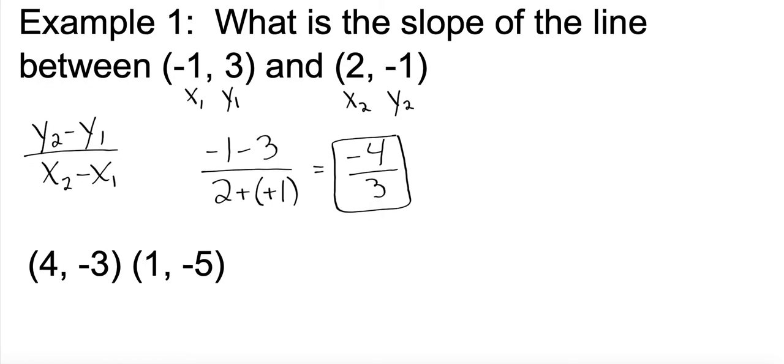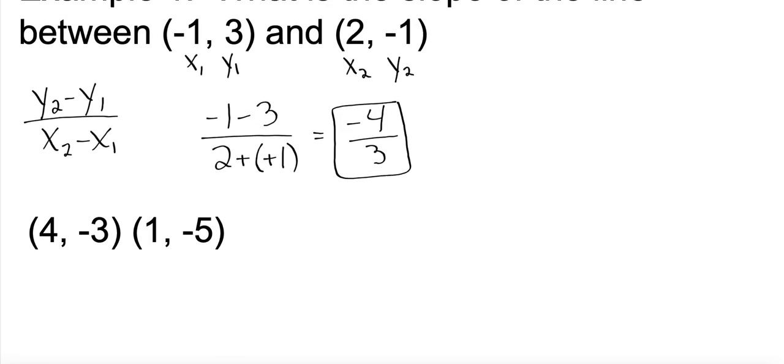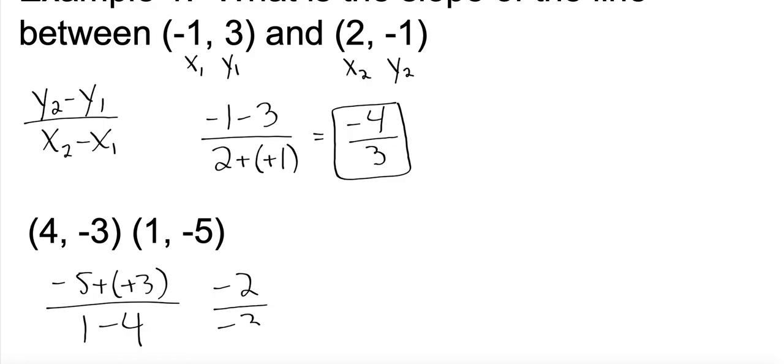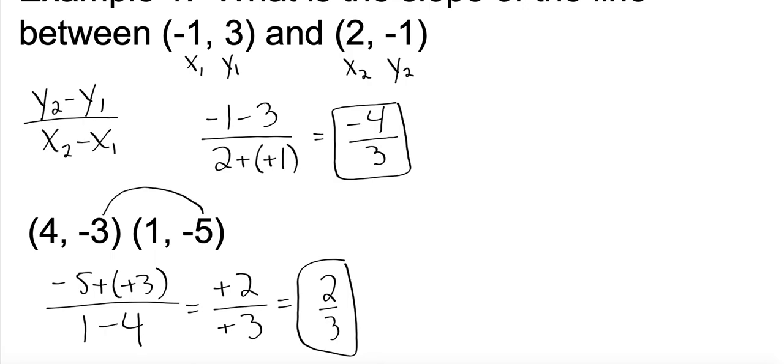Go ahead and try the second one here. Pause the video and have the students work through that, and then start it back up, and you'll get the solution. Okay, so we subtract the y's: -5 minus a -3, over subtract the x's: 1 minus 4. Double negative becomes a positive, so on the top we have a -2, on the bottom we have a -3. Again, a double negative turns back to positive, and we have a slope of 2/3. Let's double check this: the y minus the y, yep, and then the x minus the x, and we got it.